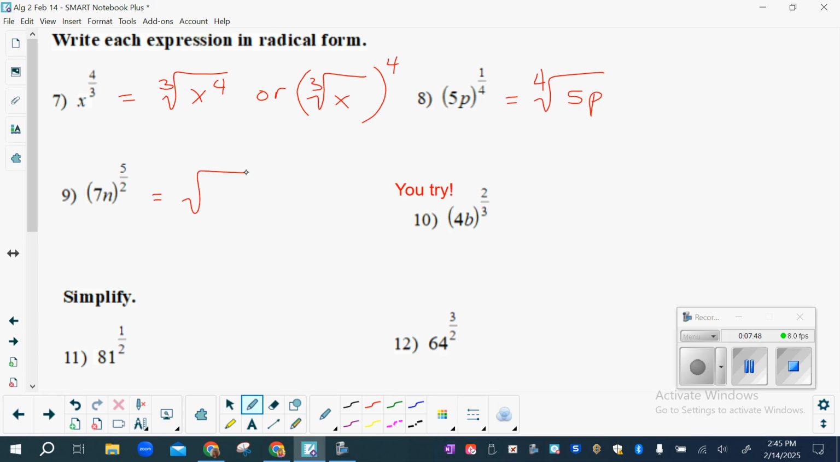So, Jason just said we don't have to put the 2 here. We can, but we don't have to. And then what goes on the inside? 7n, and then we can write it as exponent of 5. We can put that on the inside, or we can do the square root of 7n to the 5th. Either way is fine.